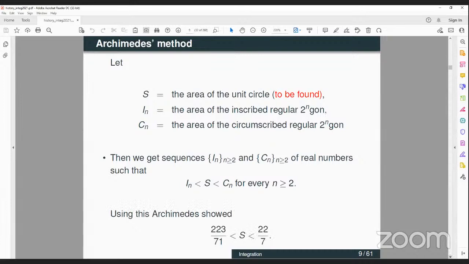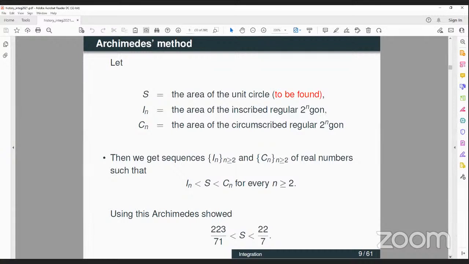And Archimedes showed that for, I think, n equal to 3, this S is between these two numbers. And our school books took up S as approximately equal to 22/7. In fact, many of the books say that S is equal to 22/7. So that is the method of Archimedes. It does not define what pi is, but it gives a method of approximating.